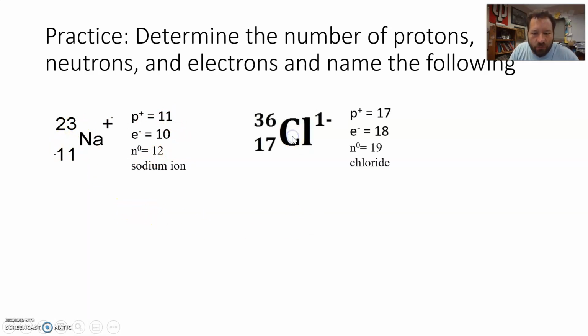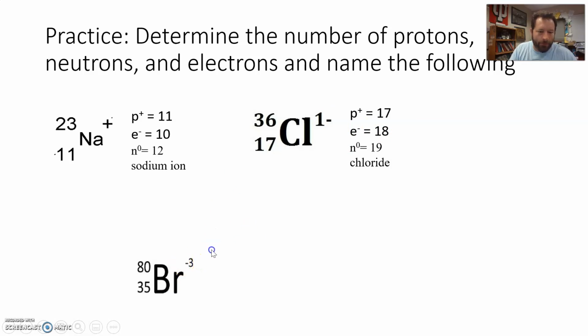All right, Cl-1, it's a chloride ion. So the negative charges, we change the ending. All chlorine has 17 protons. 17 plus what equals 36? That'd be 19. So that's how we determine our number of neutrons. Electrons then, we have 1 more electron than proton. That's what the -1 here tells us. So 18 electrons.